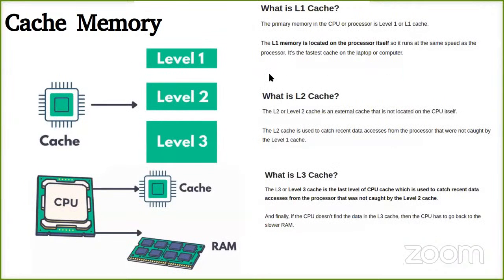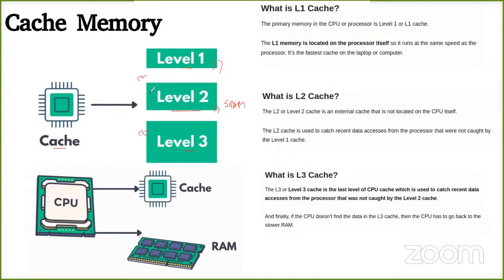Now, this is an extra slide, please. Cache is divided into three parts: L1, L2, L3. L1 is the costliest. L2 is cheaper than that. So L1 is costlier than L2, which is costlier than L3. Size-wise, L3 is bigger than L2, which is bigger than L1. All these are SRAMs, please.